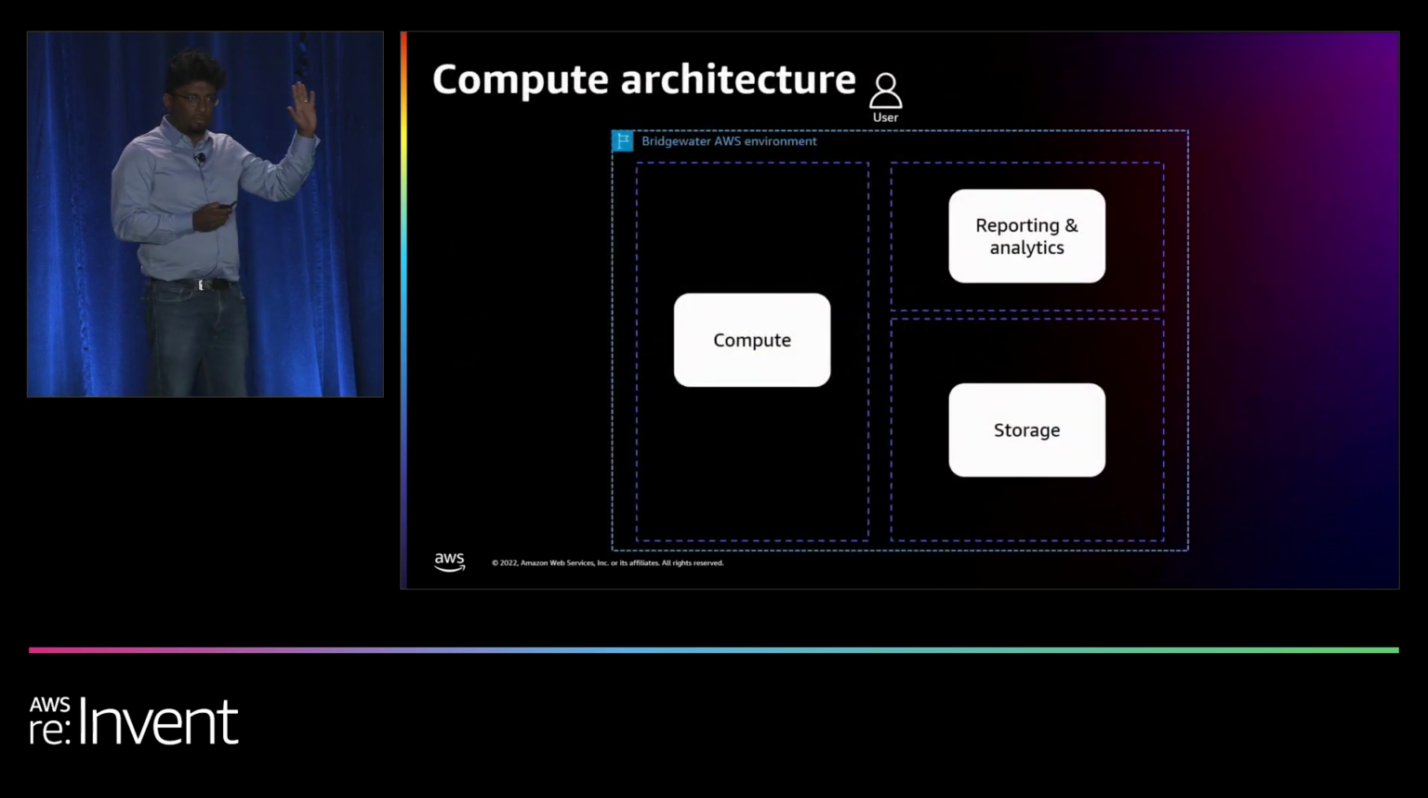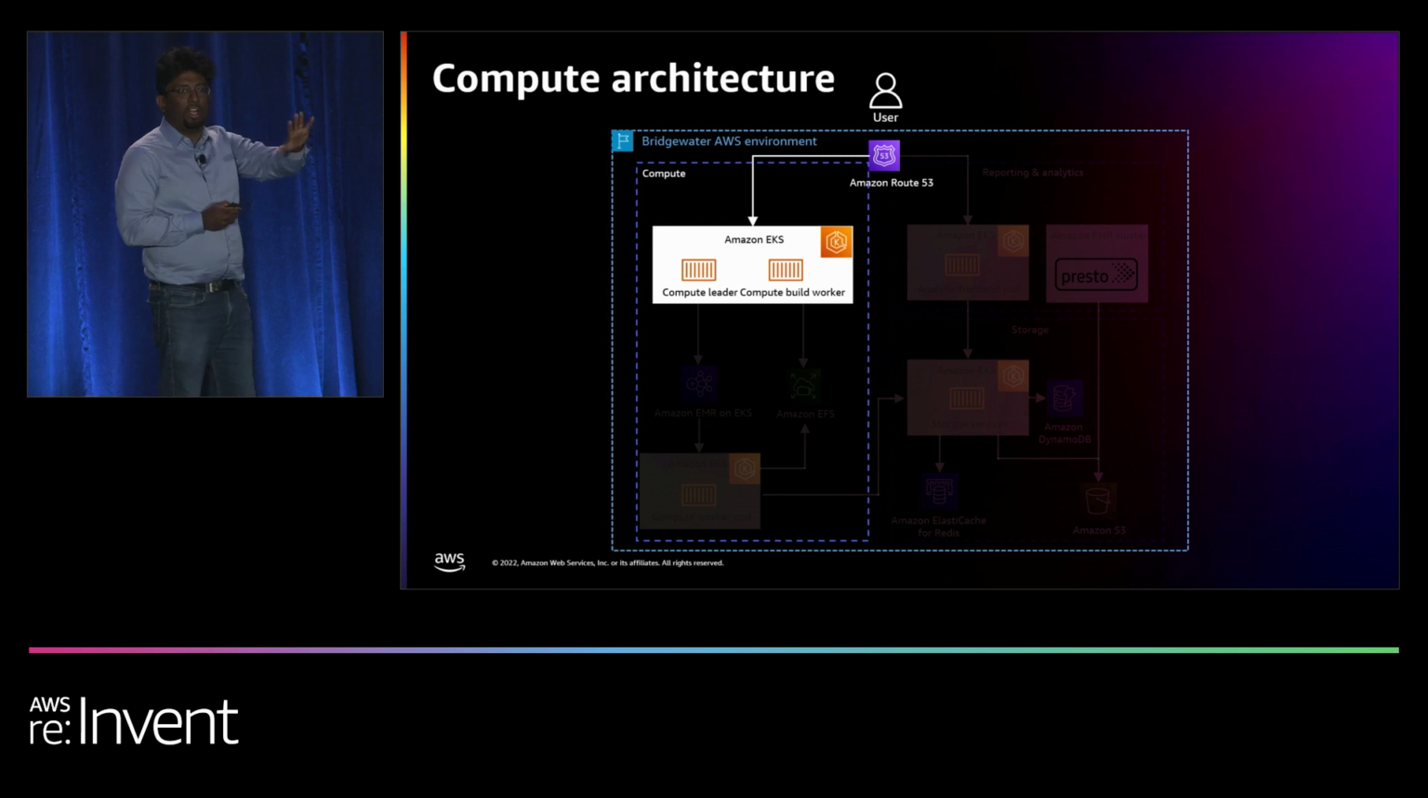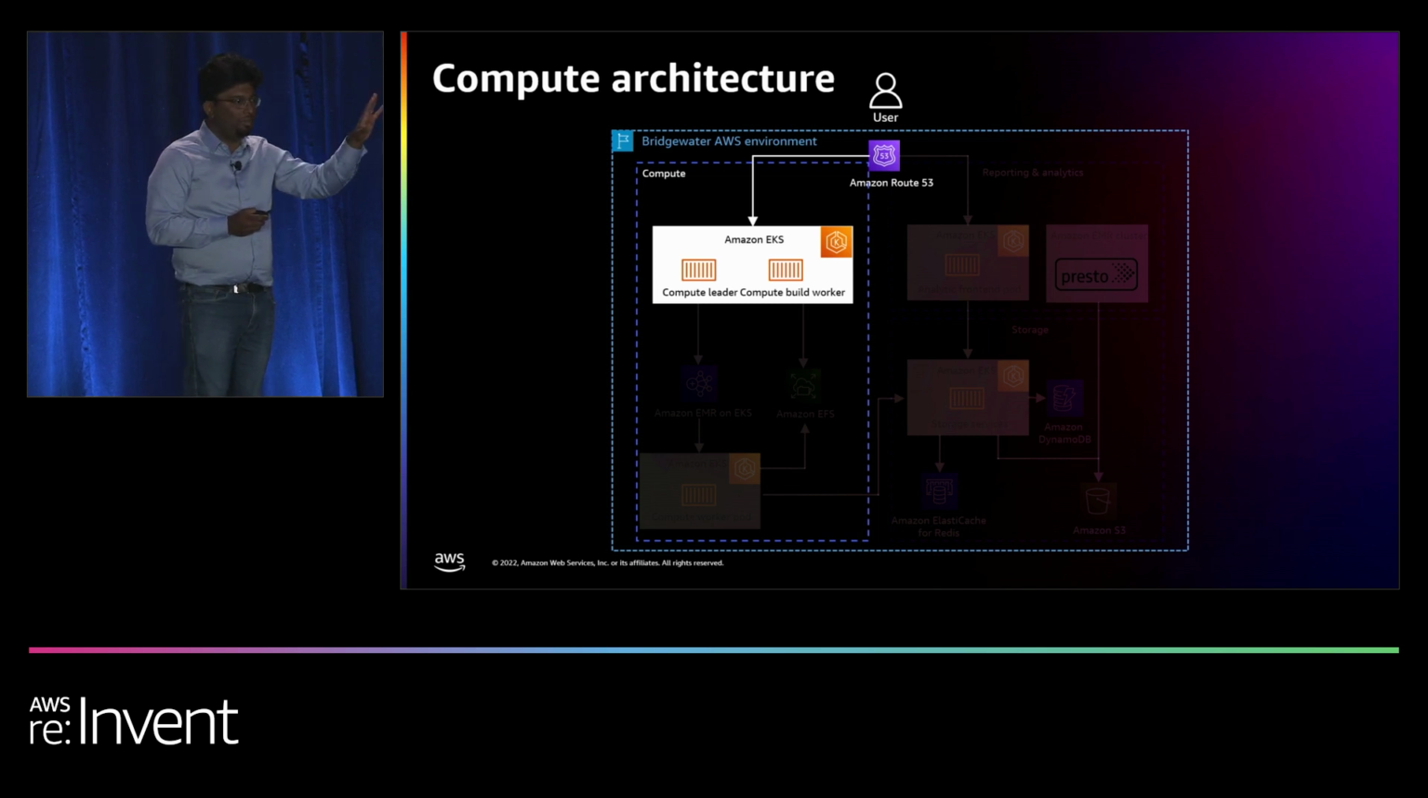To give you a 50,000-foot overview of how this architecture works, we broadly think of our architecture as 3 buckets. One, a compute grid; two, a data lake, which is made of S3; and three, a reporting and analytics system. The user, in our case, is an economic researcher. They're building a model. They write that in code. It's a proprietary language we built on top of Scala.